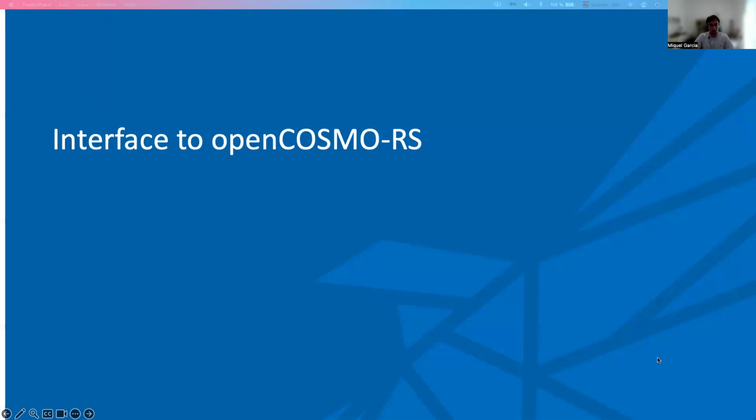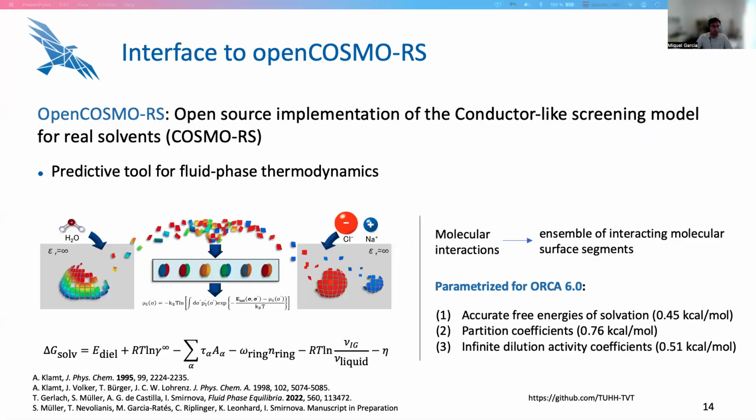Okay, so at this point, we reach the last topic I want to talk about, and that is the interface of ORCA with OpenCosmo-RS. OpenCosmo-RS is the open source implementation of the conductor-like screening model for real solvents, COSMO-RS, which was firstly devised and implemented by the group of Professor Andreas Klamt and co-workers. And this is a tool that is highly used in the world of academia and industry to predict fluid phase thermodynamics without requiring experimental data.